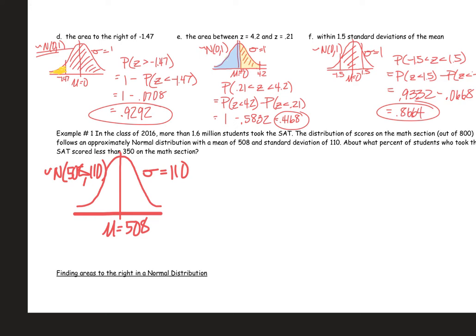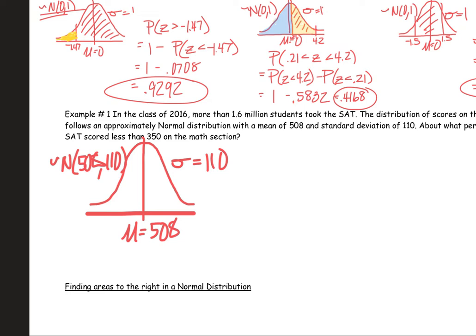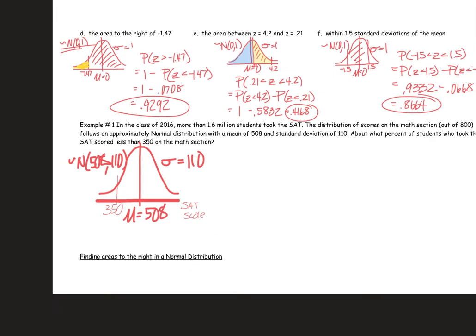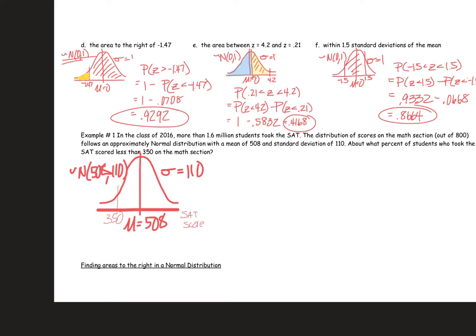So 350 is over one standard deviation from the mean. Maybe right about here. We'll mark that as 350. And, of course, we'll label our graph SAT score. Right? If you're going to create a graph that is based around the context of the problem, you want to make sure you label your axes so we know what those numbers mean.